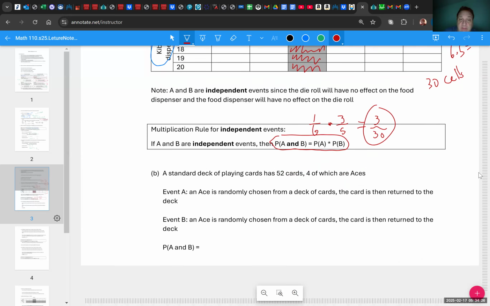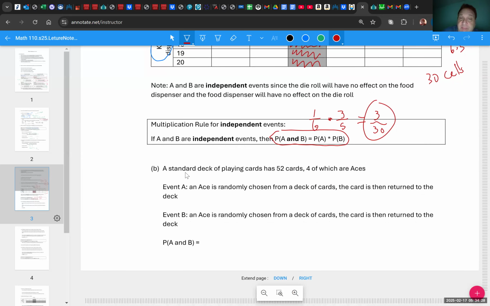All right, so let's talk about this second example B. A standard deck of playing cards has 52 cards, 4 of which are aces. So there's 4 aces out of 52 cards. My event A is an ace is randomly chosen from a deck of cards. So you randomly choose a card and it comes up an ace. The card is then returned to the deck. Event B is an ace is randomly chosen from the deck. And so it's the same, right? So event B is the same thing. The ace is randomly chosen from a deck of cards, and then the card is returned to the deck.